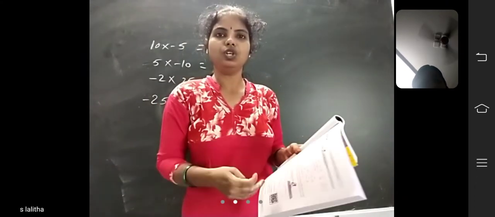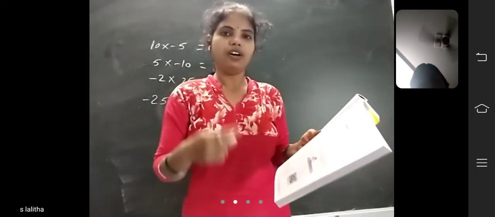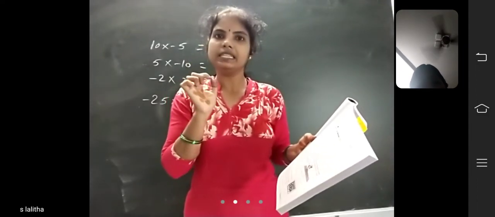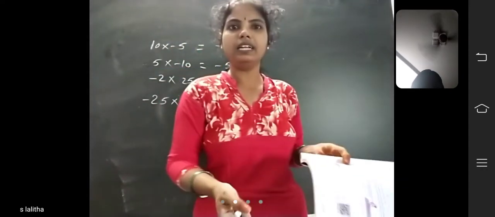That means what you should do? Divide. Okay, for the June month, how many days? 30 days are there. So that's why 5,700 divided by 30 you can do. You will get the answer per day.